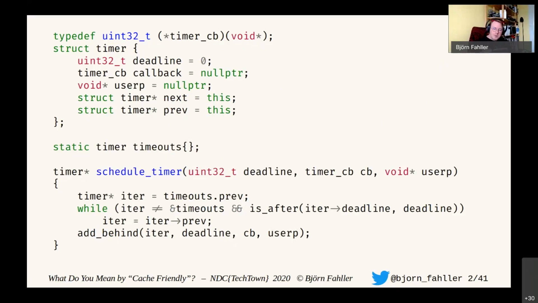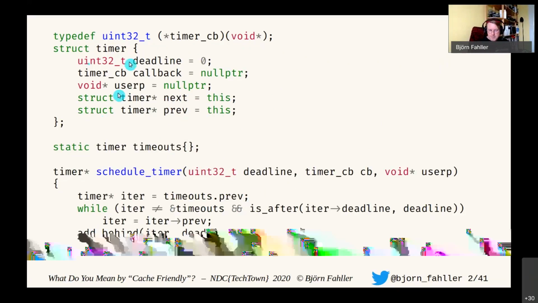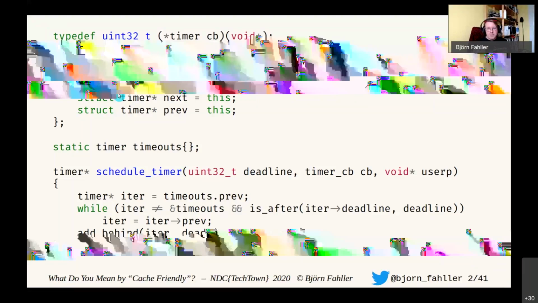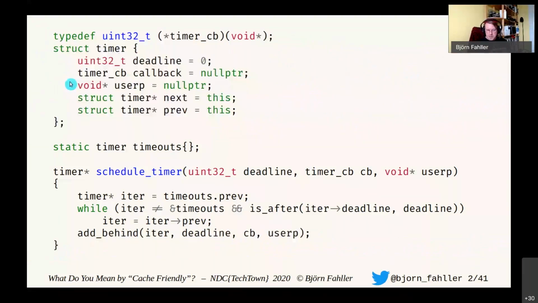Anyway, we see a start timer that has a deadline and a callback function, some user data, and a prev and next pointer. So it's a linked list. And then we have this schedule timer function where 75% of all CPU cycles went. So we can see that when we want to add a new timer, it traverses the list from the back towards the front to find the insertion point, and then it adds it.